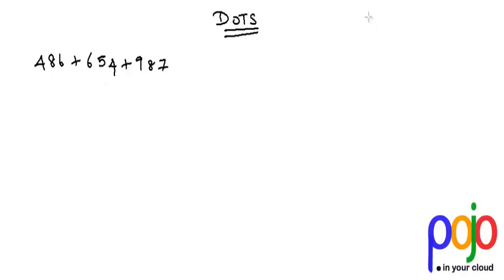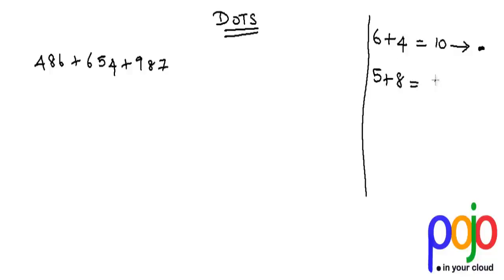Before proceeding to the addition, let's understand the basic concept. If we are going to get the sum of two numbers as 10, we are replacing the 10 with a dot. Assume we have 6 plus 4 and this gives 10. Now this 10 is replaced by a dot. If we have 5 plus 8 and we get the total as 13, we replace the 10 from 13 with a dot and carry over the remaining 3 to the next addition. That's the basic principle of dots technique.